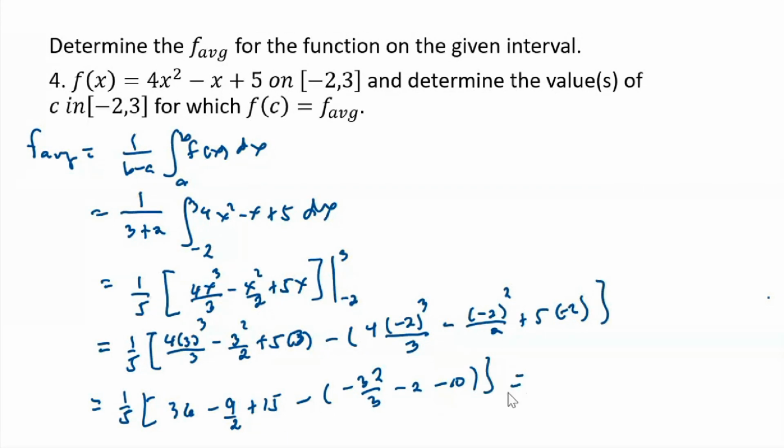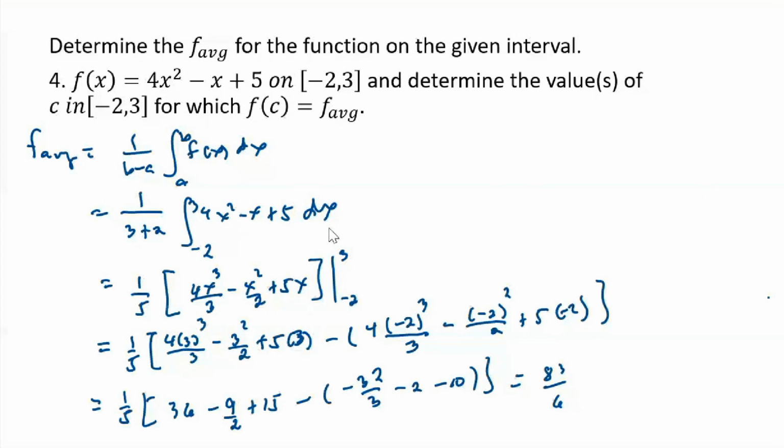So let us just use our calculator so we can solve faster. I will include now 1 over 5. So 1 over 5 times 36 minus 9 over 2 plus 15, then plus 32 over 3, then plus 12. It is 12 because negative 2 and negative 10 become negative 12, and with the negative sign outside, it becomes positive 12. So the answer will give us 83 over 6. Okay, so the average function value is 83 over 6, and we are now going to solve for f of c.